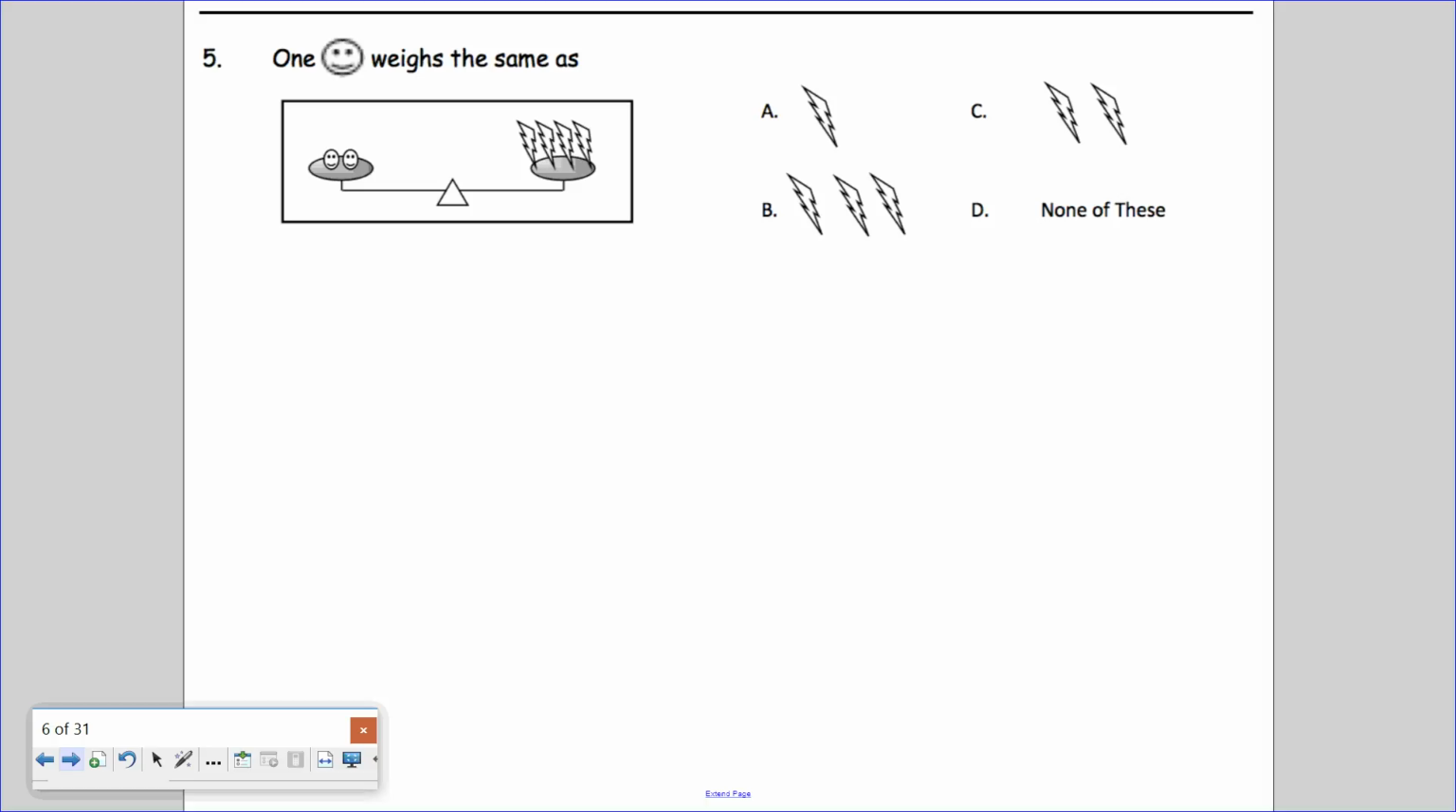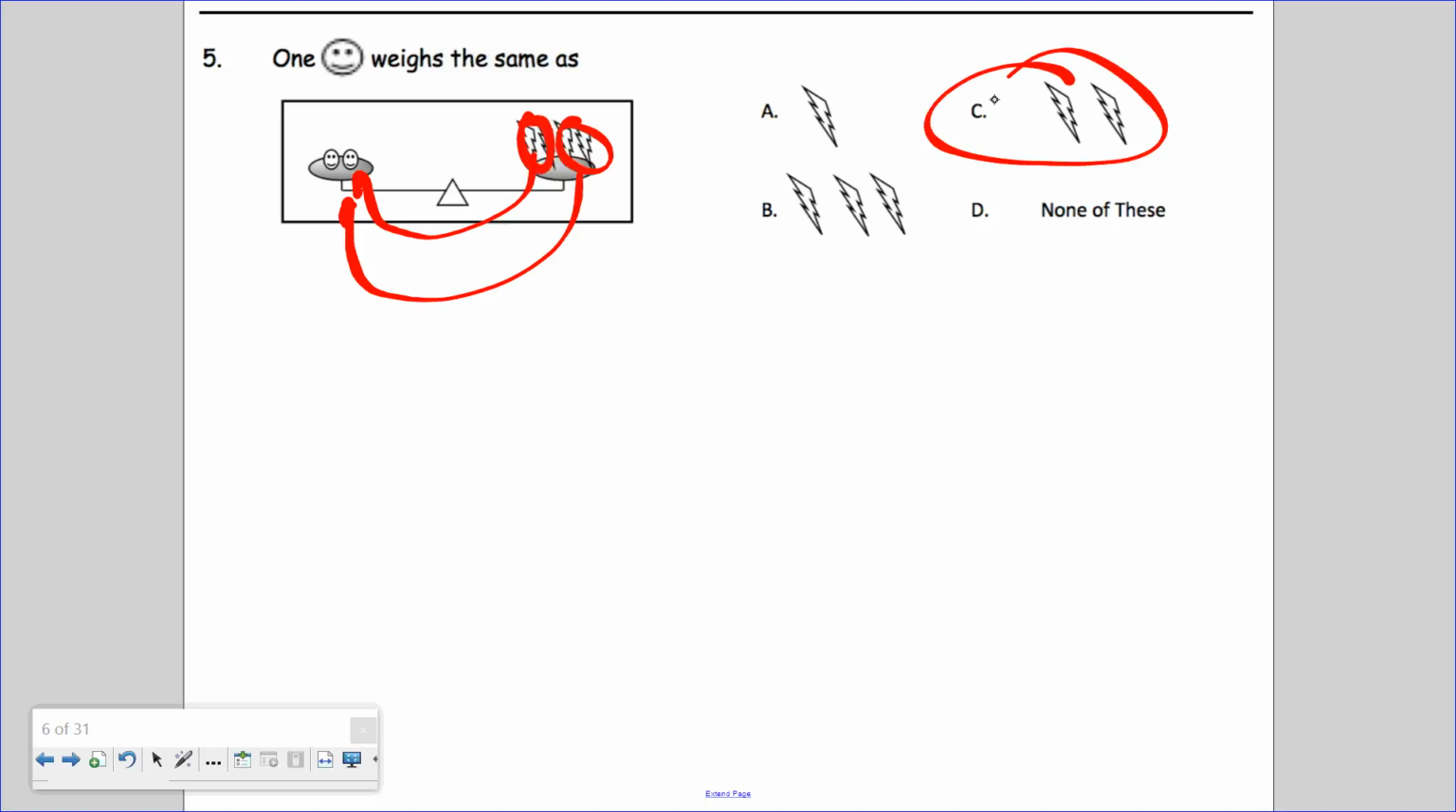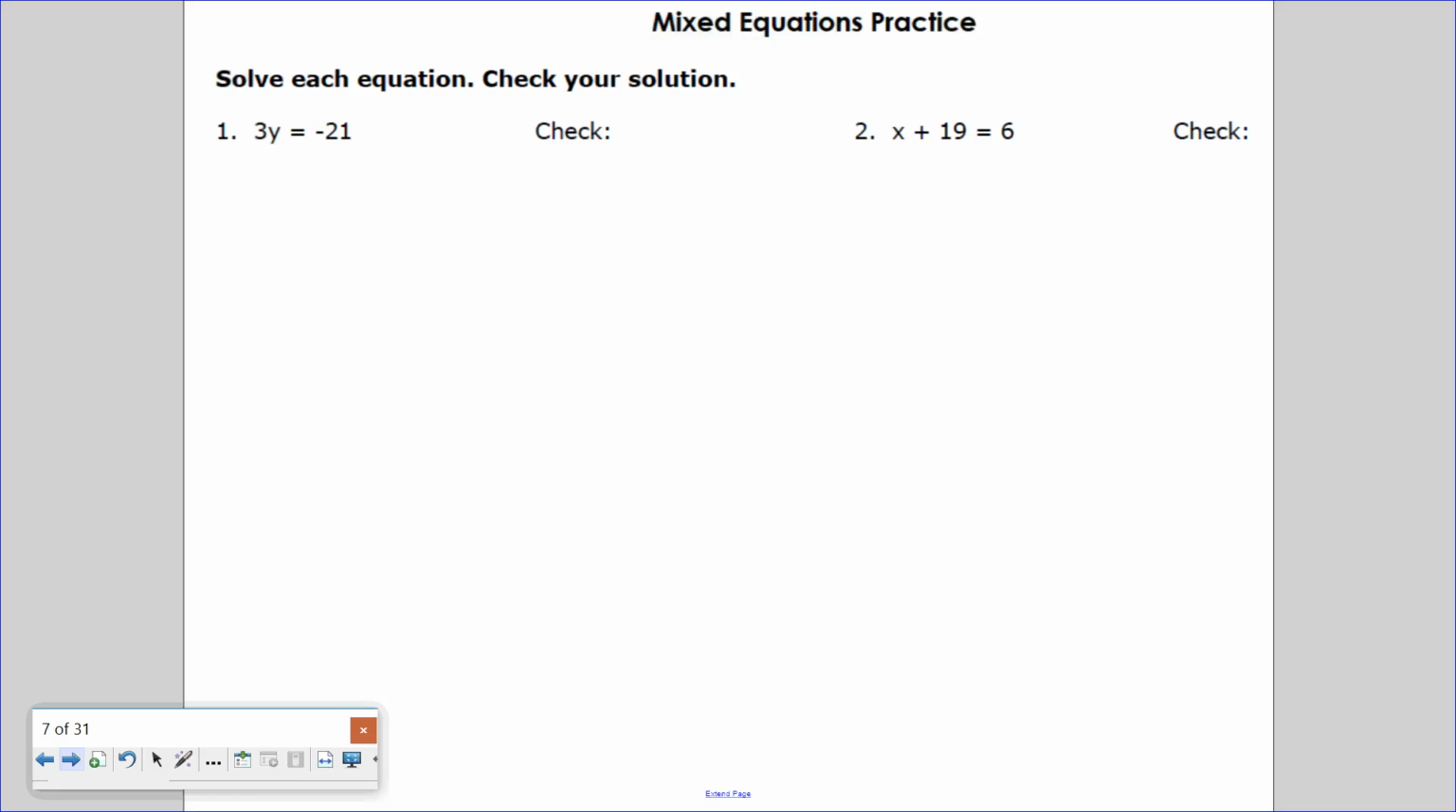Now, here's our last one. 1 smiley face weighs the same as, we need to solve it. So we have 2 smiley faces is equal to 2 lightning bolts. If we divide the lightning bolts into 2 groups, each smiley face is equal to 1 lightning bolt.